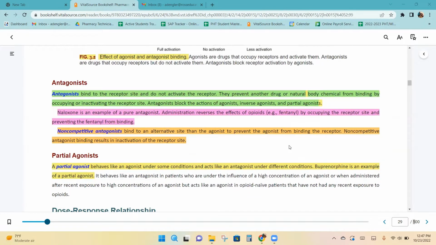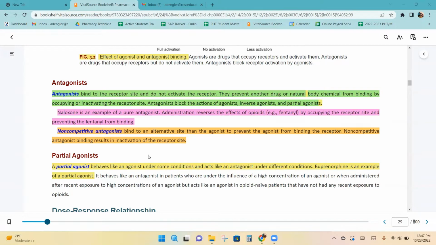Antagonists bind to the receptor site and do not activate the receptor. They prevent another drug or natural body chemical from binding by occupying or inactivating the receptor site. Antagonists block the actions of agonists, inverse agonists, and partial agonists. Naloxone is an example of a pure antagonist. Administration reverses the effects of opioids like fentanyl by occupying the receptor site and preventing the fentanyl from binding.